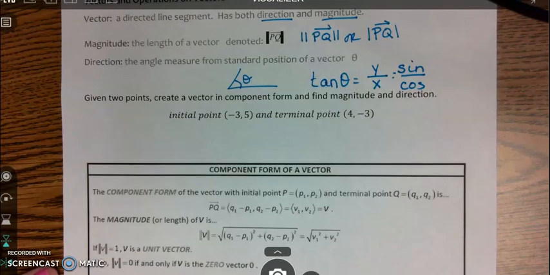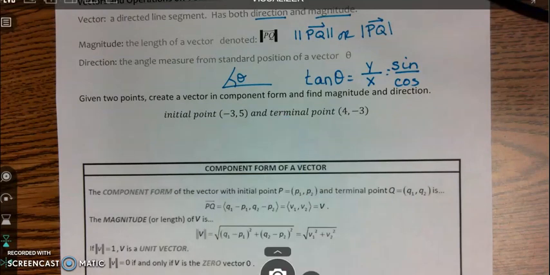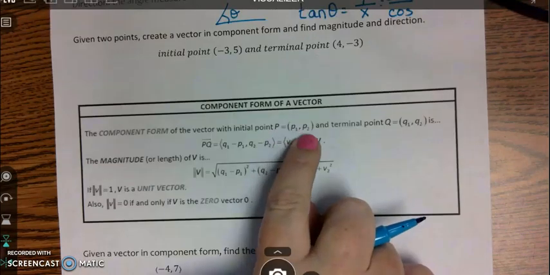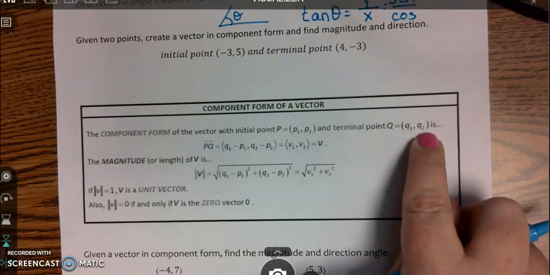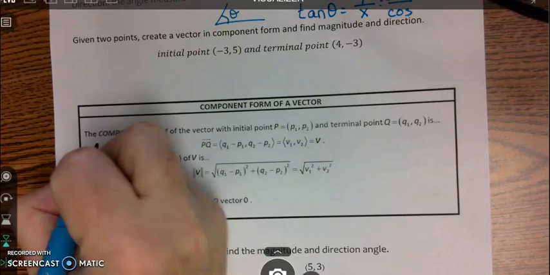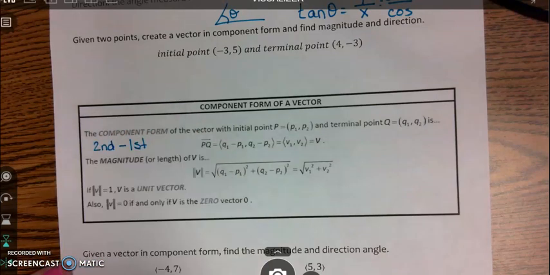Given two points, create a component form and a magnitude form. Here they say it's P1, P2, Q1, Q2. And here's where you always want to be aware: component form is always second minus the first.